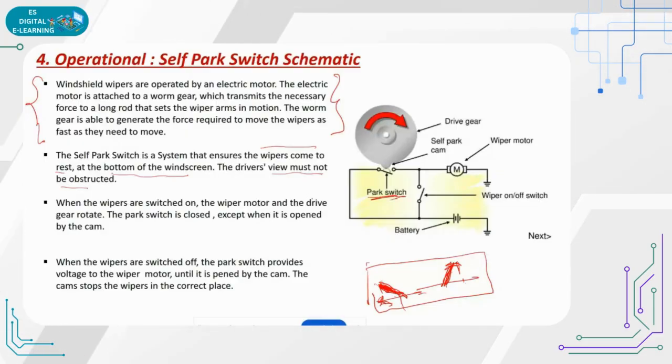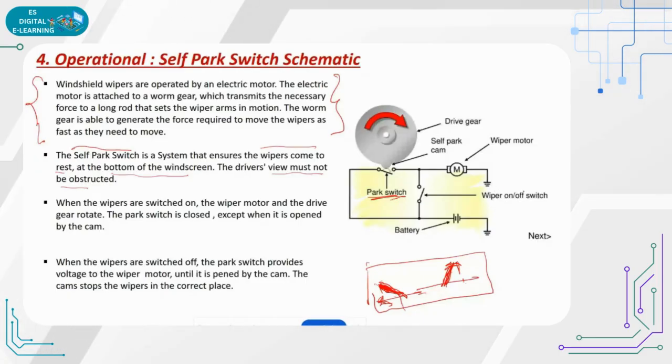The self park switch is what we use to set the wiper down at the bottom. That is self park. So the self park switch is a system that ensures that the wiper comes to rest at the bottom of the windscreen. The driver's view must not be obstructed.